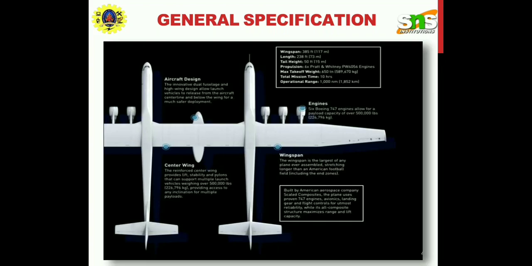On the center wing of the aircraft, the reinforced center wing provides lift, stability, and pylons that can support multiple launch vehicles weighing over 5 lakh pounds. The engines of a Boeing 747 allow for a payload capacity of over 5 lakh pounds. Wingspan: the wingspan is the largest of any plane ever assembled, stretching longer than an American football field, including the end zones.